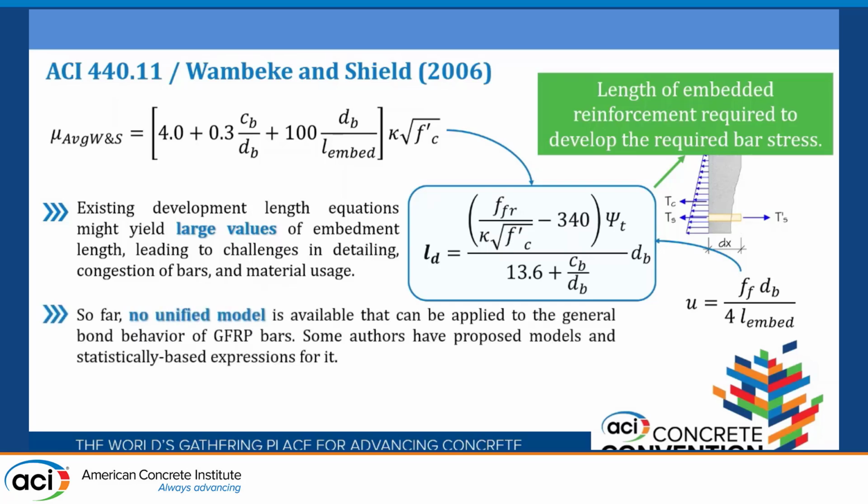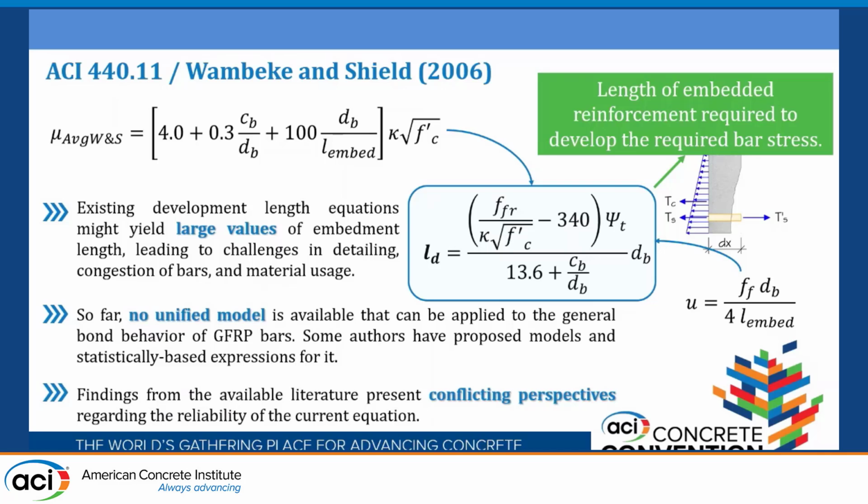So far, no unified model is available that can be applied to the general bond behavior of GFRP rebars. If you go to the available literature, you will see several different models, even several different equations. The Europeans, the Japanese, the Canadians, each of those codes and guidelines have their own specific equation for lap-spliced and development length. And as I mentioned before, findings from the available literature present conflicting perspectives regarding the reliability of the current equation. Some have said it is good enough, others have said it is under-conservative, and sometimes over-conservative, depending on the parameters that you are evaluating.